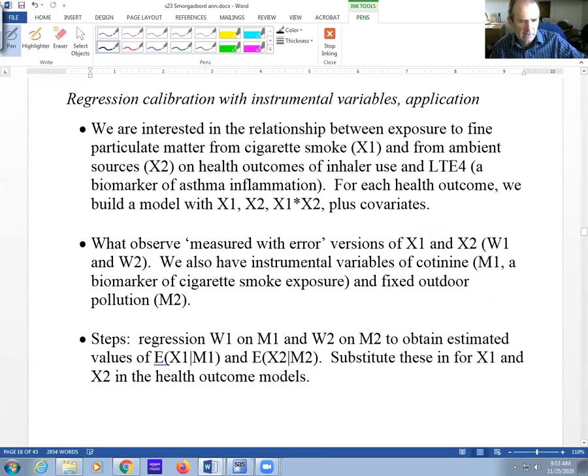So the last thing I can talk about is just an application of regression calibration with instrumental variables. This is a situation where we're going to apply regression calibration so that we don't get the attenuation in the slope. And we also have instrumental variables that we're going to use in this process.